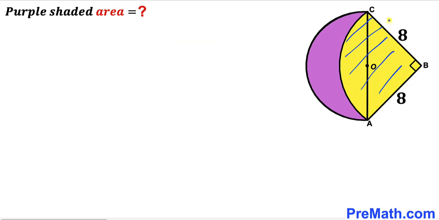In this video, we have got this semicircle with the center O and this yellow quarter circle put together, as you can see in this given diagram, where the radius of this yellow quarter circle is 8 units. And now our task is to calculate the area of this purple shaded region.